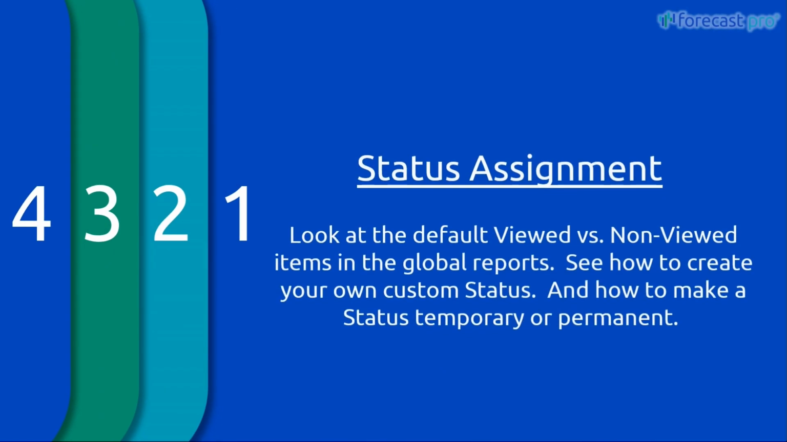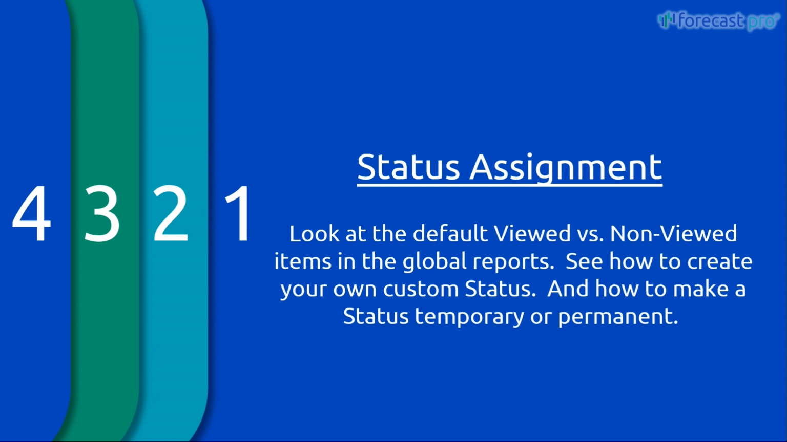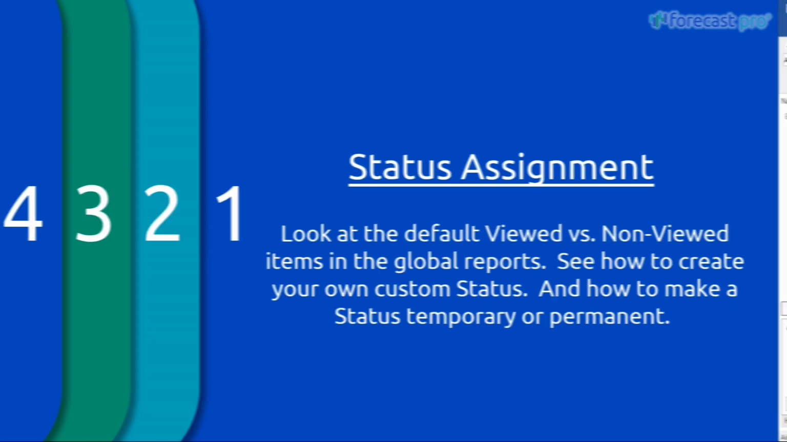For our first example, we're simply going to look at the basics of status assignments: whether an item has been viewed or not viewed, how you can create your own custom status, and how to make a status either temporary or permanent. Let's go and look at this in Forecast Pro.